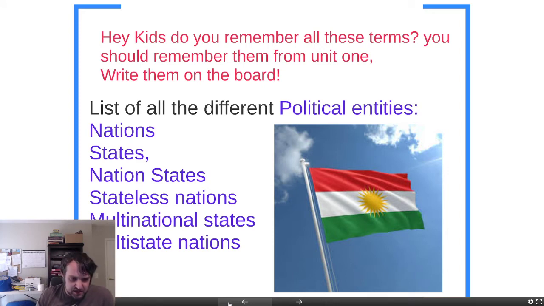So, a nation. Nations are groups of people who share either a religion, a language, or a common historical background. It's almost the same thing as an ethnic group, but examples of nations in the world today are the Irish, the Japanese, the Kurds, the Uyghurs. You could even argue the Amish are a nation. The Dene are definitely a nation. So nations are groups of people.